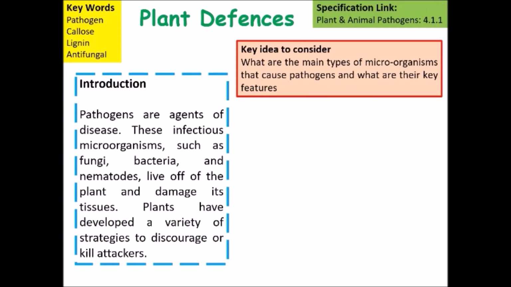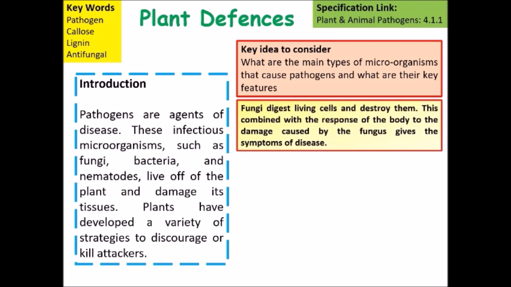When thinking about plant diseases, there are three main types of organisms that cause diseases within plants. Fungal diseases are probably the main one. Fungal diseases digest living cells and destroy them. This, combined with the response by the cells in the plant, causes the symptoms of the disease.